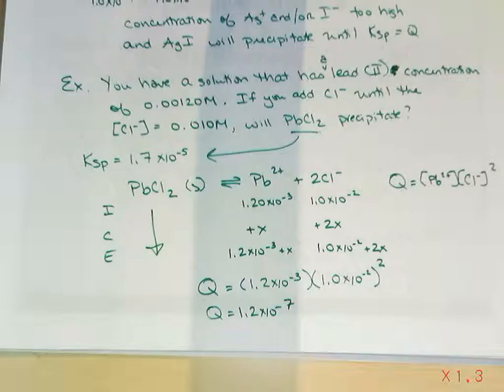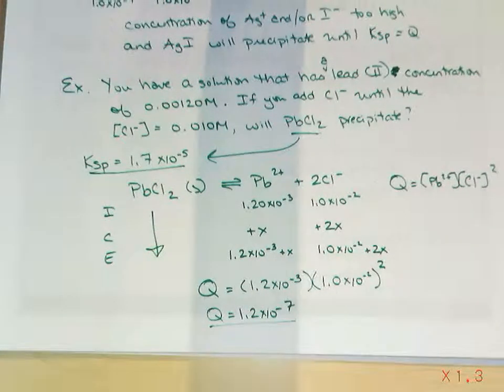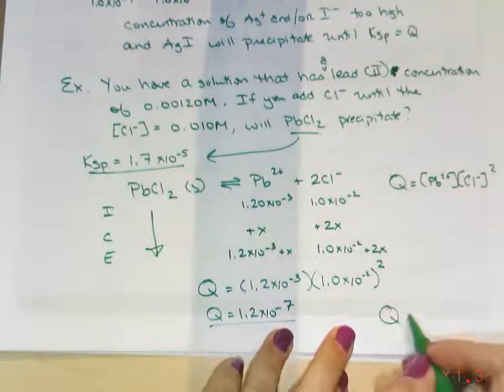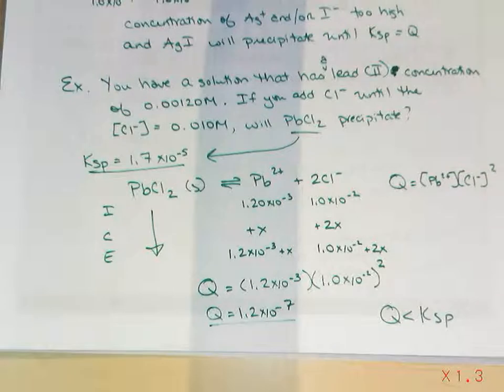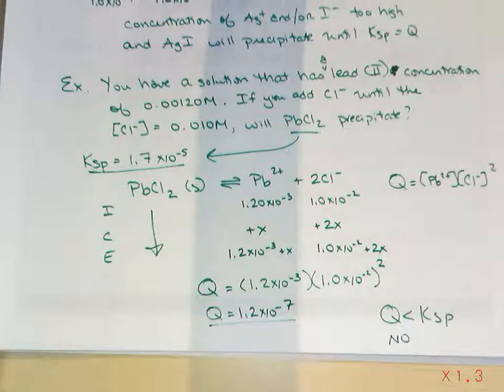All right, so now we need to look at, here's the Q we just found. Here's the KSP. Are they equal? No, so I'm not at equilibrium. Is Q greater than or less than KSP? It's less than. Will you have any lead chloride precipitating? No, because we are undersaturated. So you would have to add more chlorides than what we added to get to the point that either we are at equilibrium or supersaturated. So we're not there yet. So the answer is no, you'd have to add more.